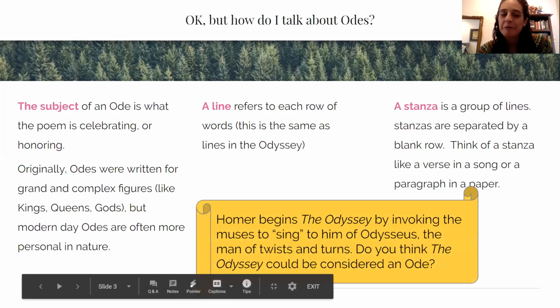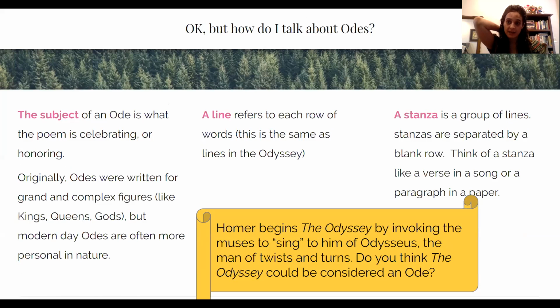Okay, so just a fun question here because we do fun things. Homer begins the Odyssey by invoking the muses to sing to him of Odysseus, the man of twists and turns. Do you think that we could consider the Odyssey an ode? I'm curious. I'm wondering. I actually think we could. I had never thought about it like that before, but yeah, it's meant to be sung aloud. The whole thing is about Odysseus, and it is honoring him and speaking of him, even when it talks about things that he's done wrong, right? It still honors the legacy and the story of this man. So I would say, yes.